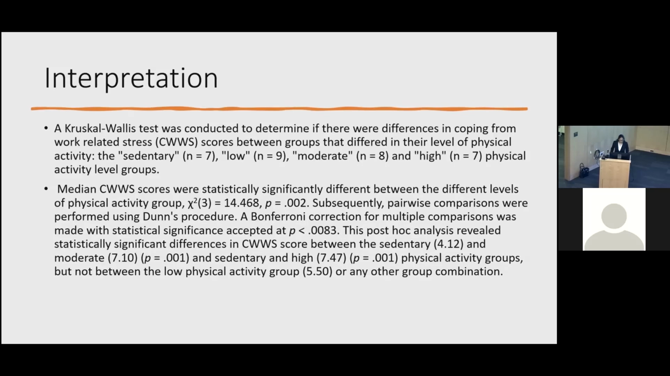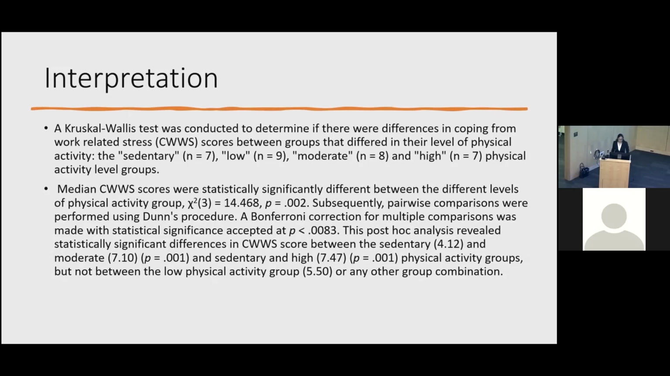Here, a Kruskal-Wallis test was conducted to determine if there were differences in coping with work-related stress scores between groups that differed in their level of physical activity. There were groups of sedentary, low, moderate, and high physical activity levels. The results that we found are presented here. The median CWWS scores were statistically significantly different between the different levels of physical activity, and the chi-square statistic, the degrees of freedom, and the p-value are presented here.